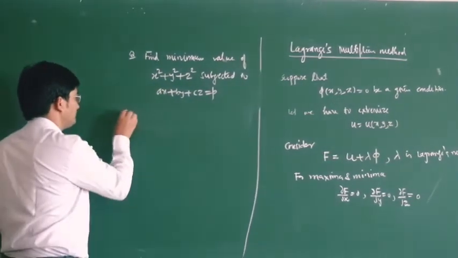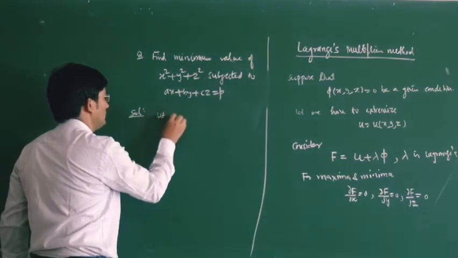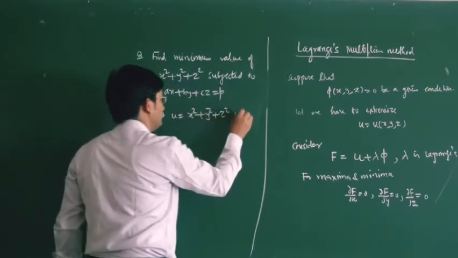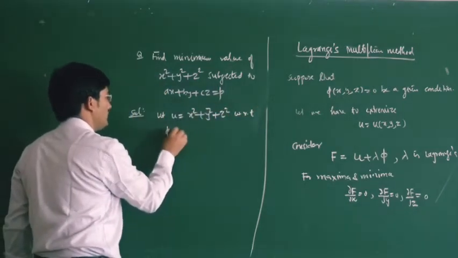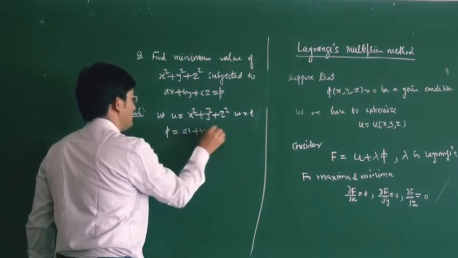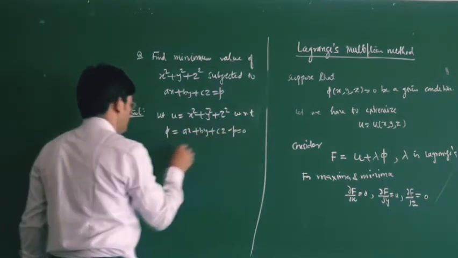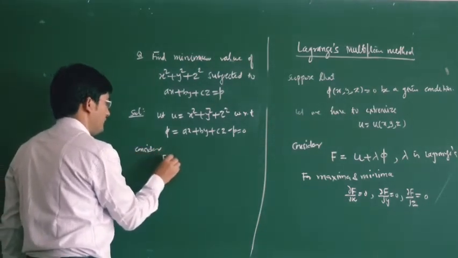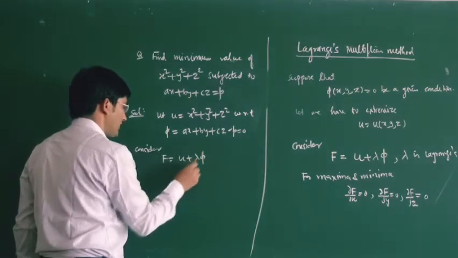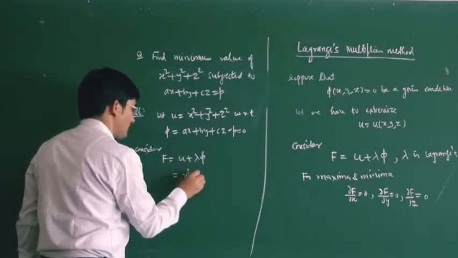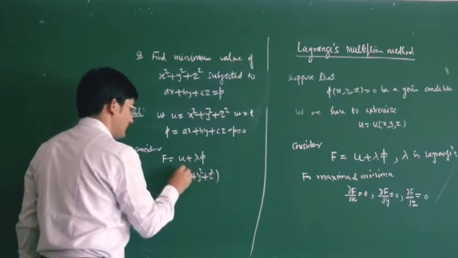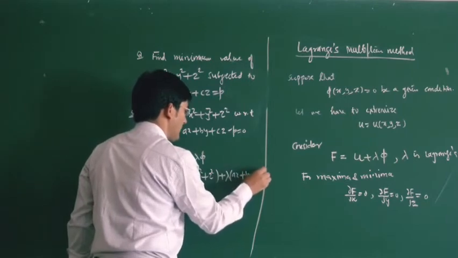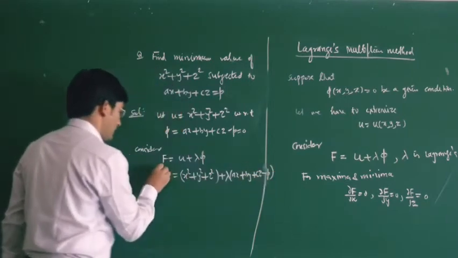So solution. Let us assume the given function as u, and with respect to this, phi is ax plus by plus cz minus p equal to 0. So consider the function capital F, which will be u plus lambda times phi. That means x square plus y square plus z square plus lambda times (ax plus by plus cz minus p). So this is your F.